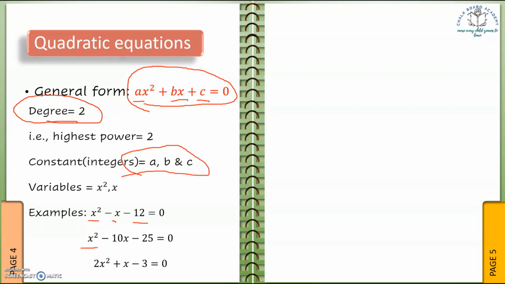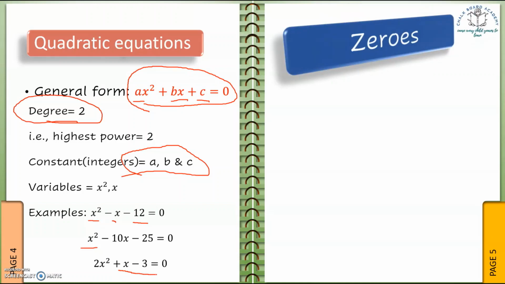Now we have another example here, that is 2x square plus x minus 3 is equal to 0, in which we have put the value of a as 2 and then b as 1 and c as -3. So very easy. Moving forward, let's look at what are zeros.